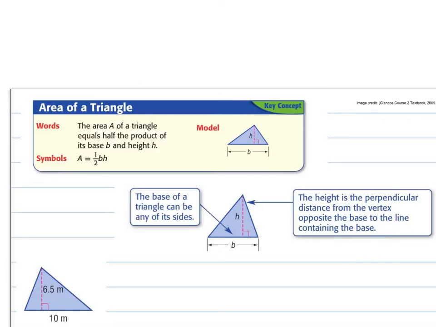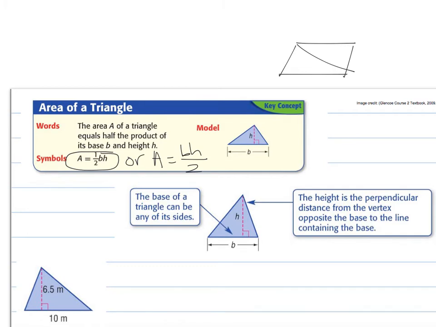On to our next shape, 2 of 3. Looking at area of a triangle. Area of a triangle is 1/2 the base times the height. Or you could do area is base times height divided by 2. If you think about it, it makes sense because if you were to cut a parallelogram in half, you have 2 triangles. So it's half of the area of a parallelogram.